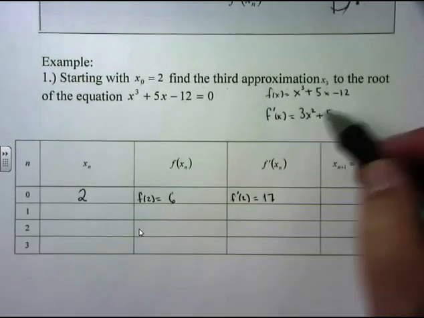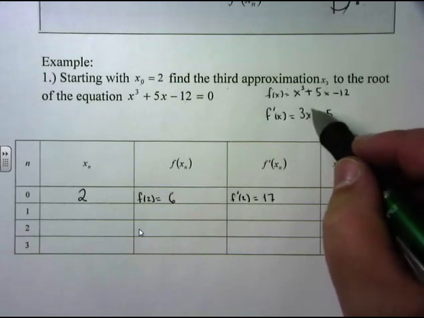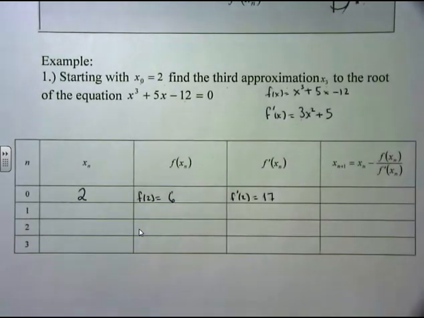You can do without the calculator, but we're going to go decimals on this thing pretty quick here, so the calculator is definitely needed in this particular section. 2 squared is 4, times 3 is 12, and 12 plus 5 is 17. But now, here's the big deal.